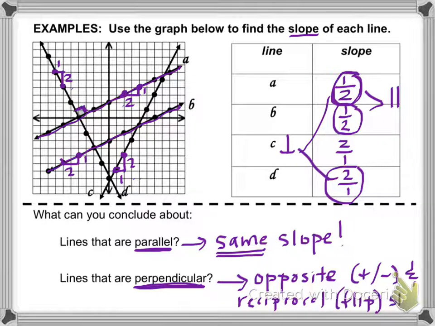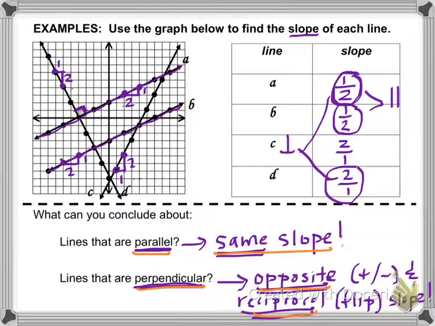And these are their slopes. Okay, so I also need you to know this. So just to recap, parallel lines have the same slope, exactly the same. Perpendicular lines have both opposite and reciprocal, or flipped, slopes. They have to have both.